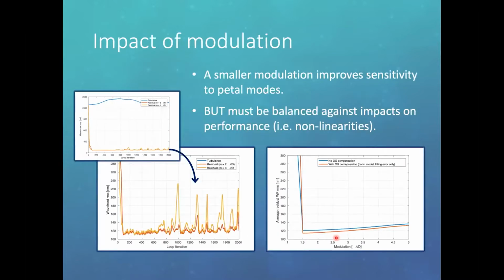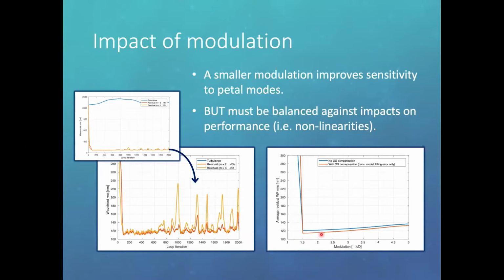Modulation is, of course, a key parameter. And actually, a smaller modulation does improve our sensitivity to the petal modes. Here you can see the residual, and the red trace is for 3 lambda over D, and the yellow is for 2 lambda over D. So you can see that with a lower modulation, the amplitude of these flare-ups of the petal modes is smaller.